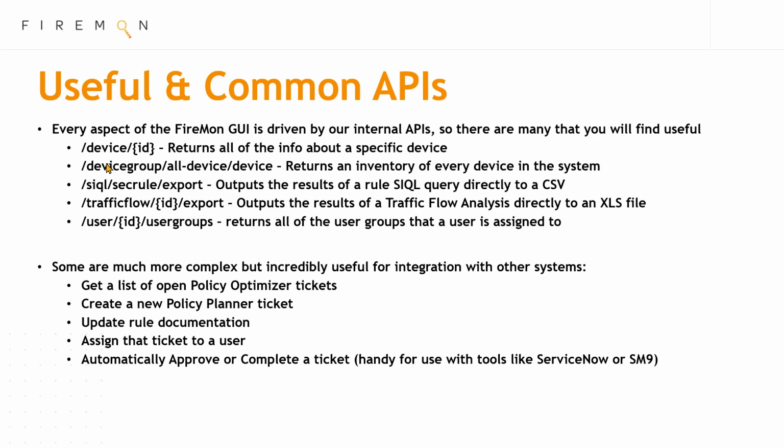We could use the API here to export results of traffic flow analysis directly to a spreadsheet if you want to do several iterations of how many flows are being allowed by one of those big any rules. For your compliance teams, for example, this last one here could be used to pull all of the user groups that a particular user is assigned to so you can understand what permissions they have. You could get more complex here on what can be done with APIs with different combinations.